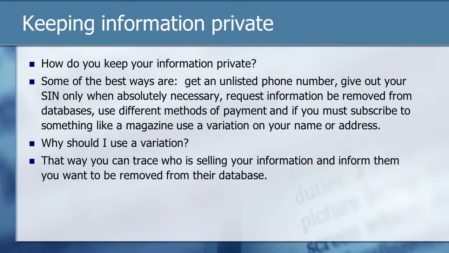How would you keep information private? Well, you want to try to not give out your SIN or social insurance number unless absolutely necessary. You can request that information be removed from some databases. I mentioned before you could do different methods of payment. And if you do subscribe to different magazines and things, I like to use a little different variation on the name. And if you tell them not to give your information out and then they do give it out, you're able to catch them because you can realize that there's a different letter in your middle name or something. And that's one way that you can trace who actually is selling your information.